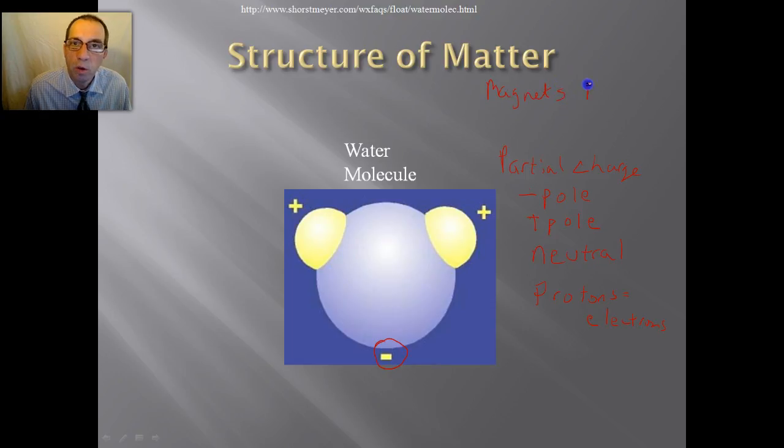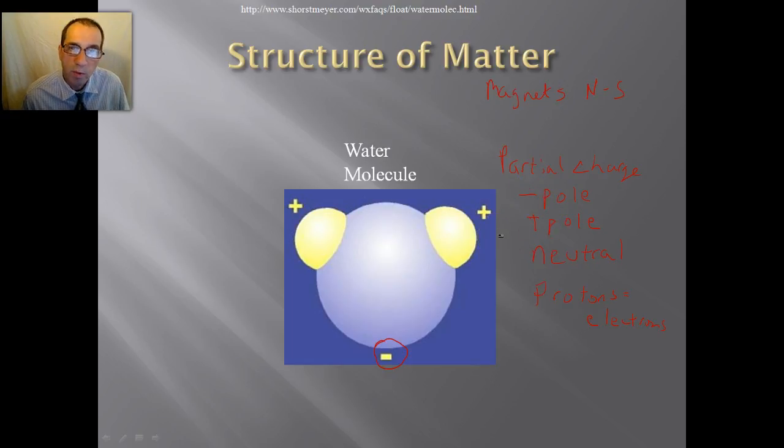you know that there's a north pole and a south pole, and you know that the north and the south pole of one magnet are attracted to the opposite poles of another magnet. In other words, the north pole of one magnet will be attracted to the south pole of another magnet. The water molecule works in a similar way in that the negative pole of one water molecule is attracted to the positive pole of another water molecule.